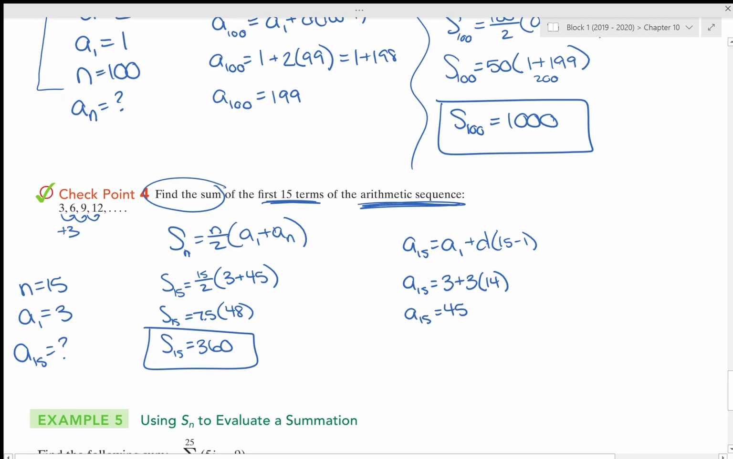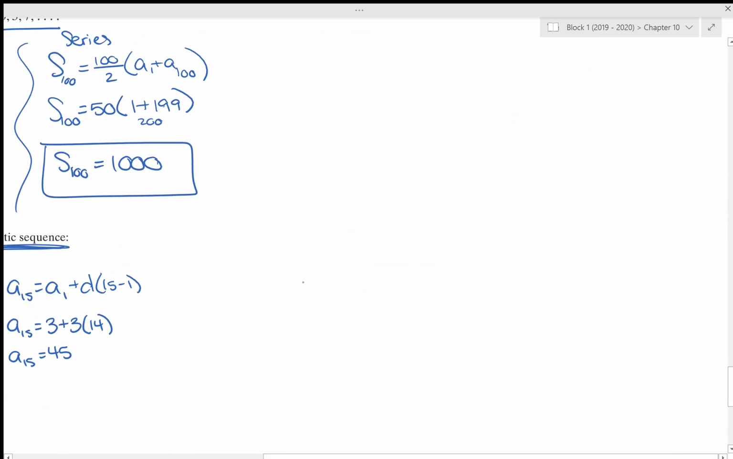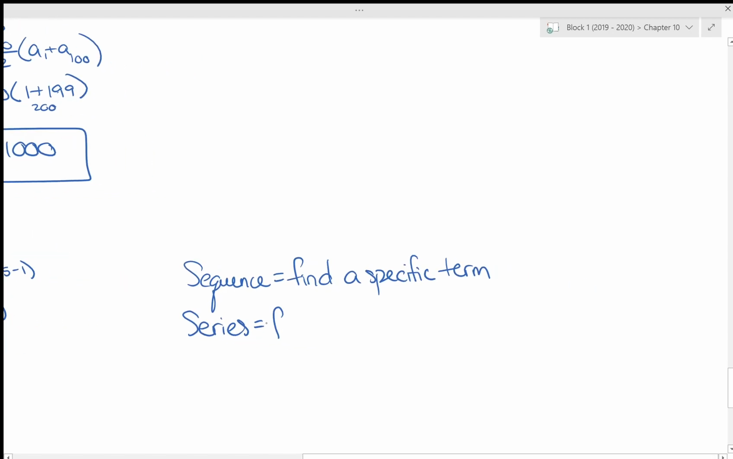Okay, so remember, we're talking about sequences. A sequence is used to find a specific term. A series is to find the sum of the first n terms. Okay, series is with sum, sequence is to find a specific term.